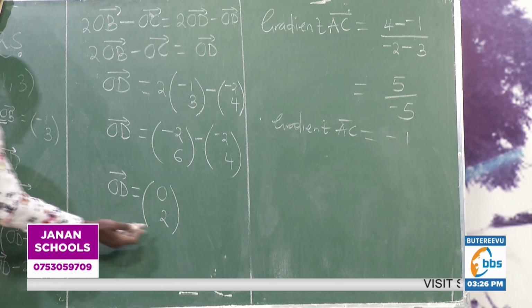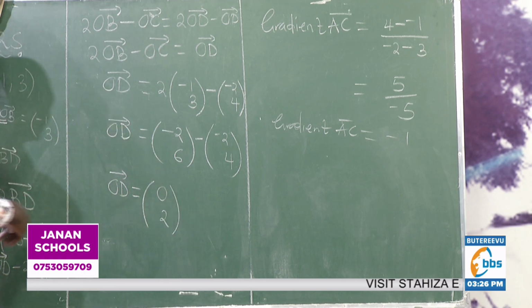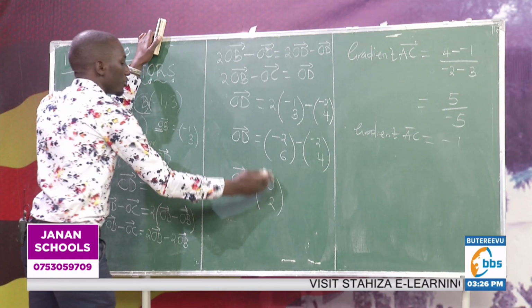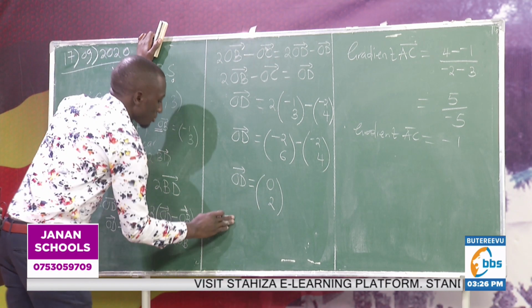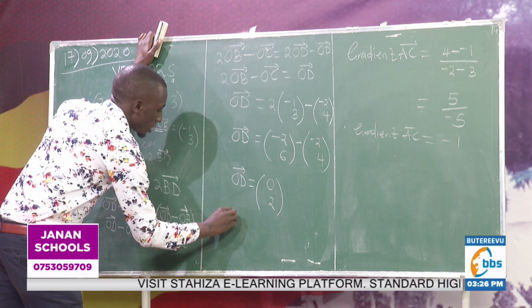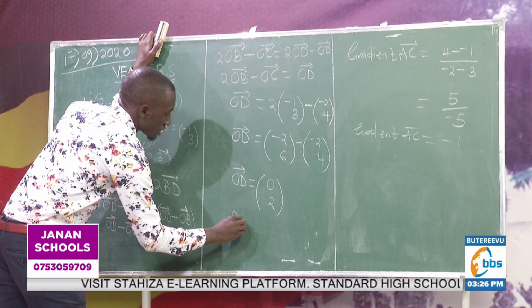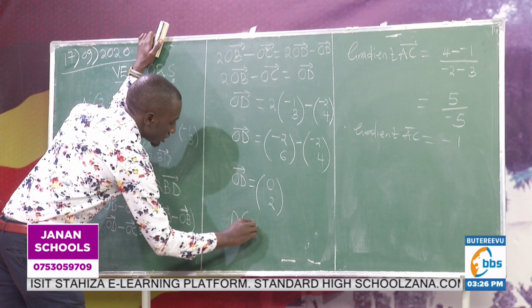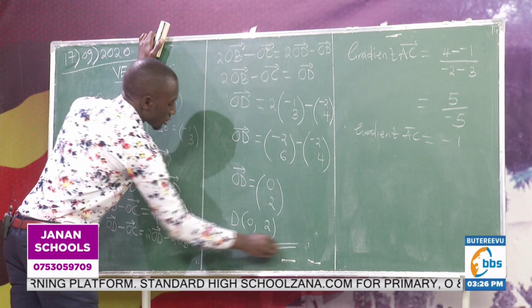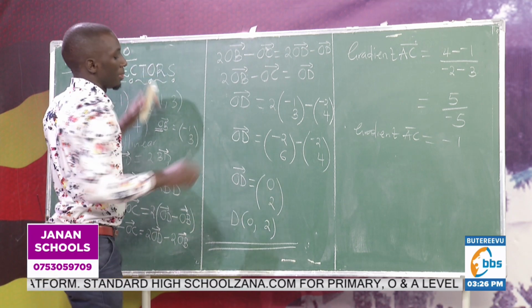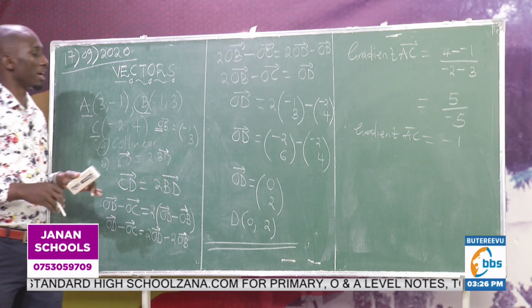Now when you stop here, this is not a coordinate. You are putting it in column form, so they will deny you 1 mark. So the coordinate of D has to be like this. The D coordinate is going to be (0, 2). So I want you to give your answer in this form. Yeah, so that is the answer there.